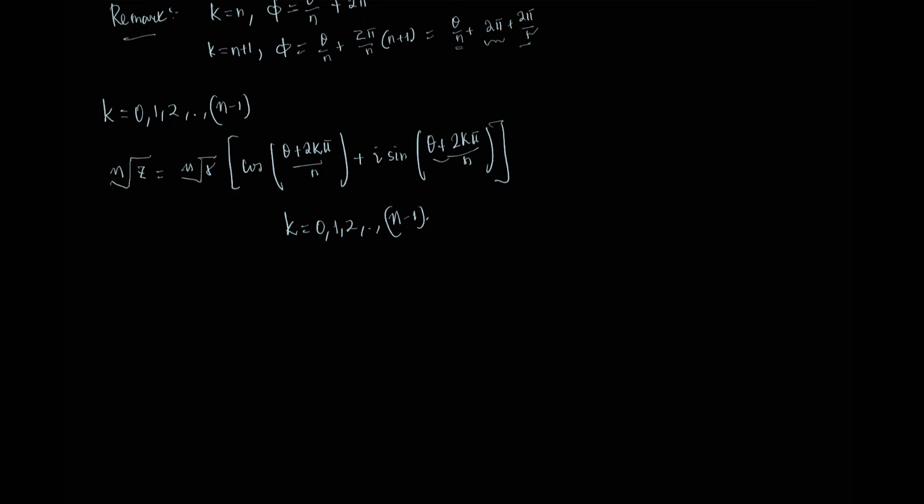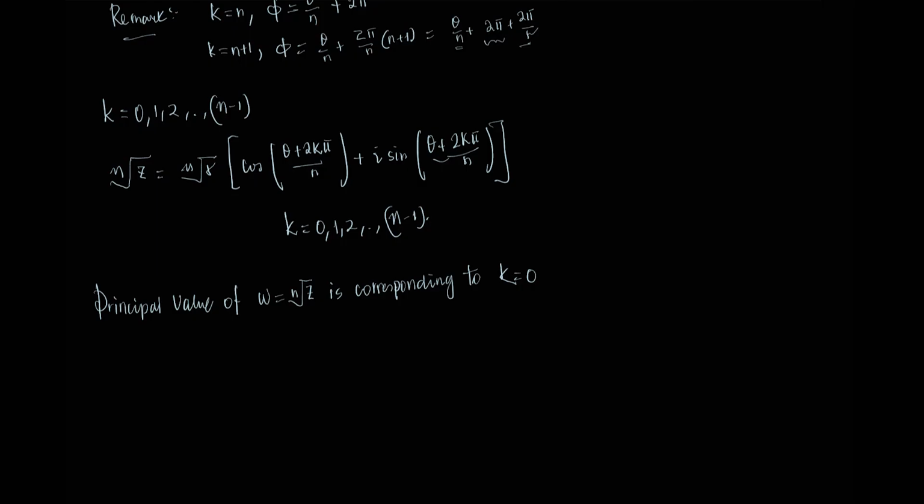This is just the argument part, right? Now, if you want to find the principal value of w, which is the nth root of z, what is the principal value? This corresponds to k equals 0. Basically the principal value of the argument will give you the exact principal value of the nth root.